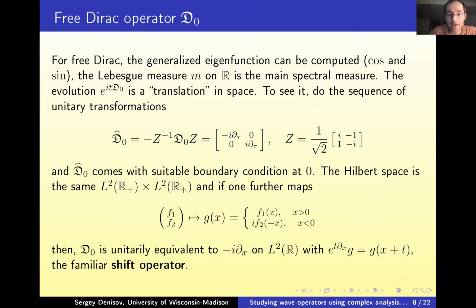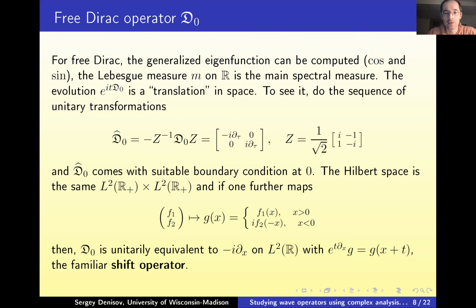And the evolution group for this operator is just a standard familiar shift. If you see how this shift works, you can start with a function, do the shift, and then undo all these unitary transformations. This is going to tell you what is really the dynamics of the free Dirac. So that is just a shift. That's my clue.